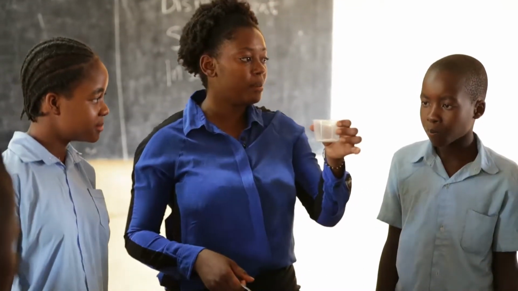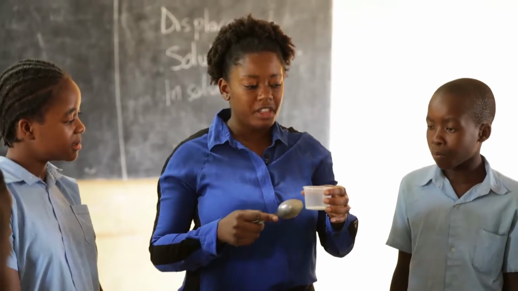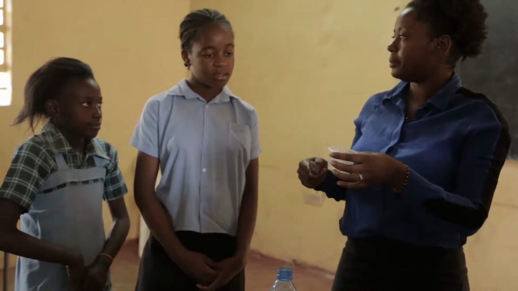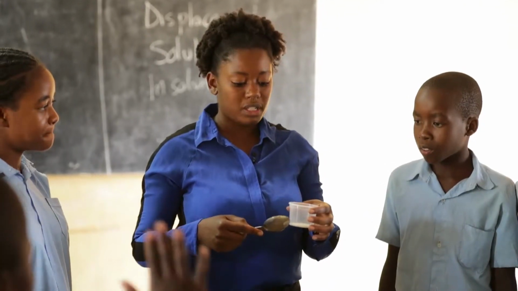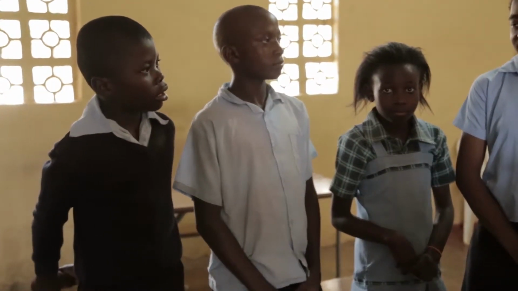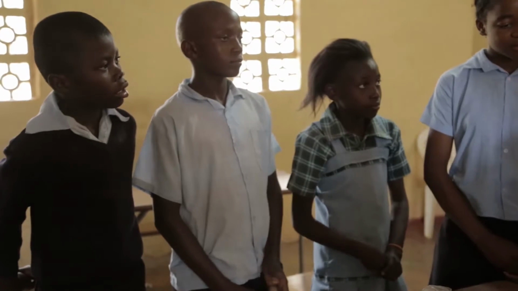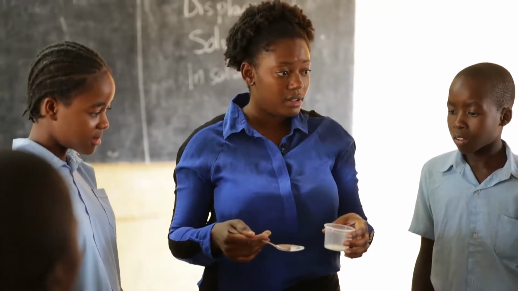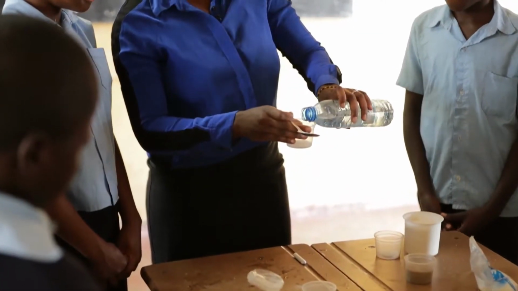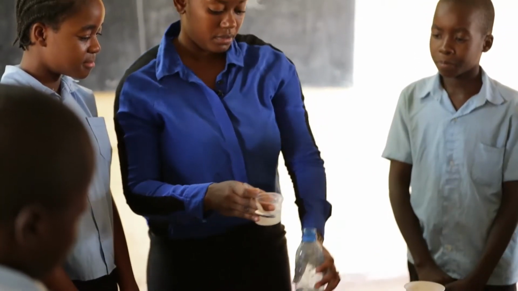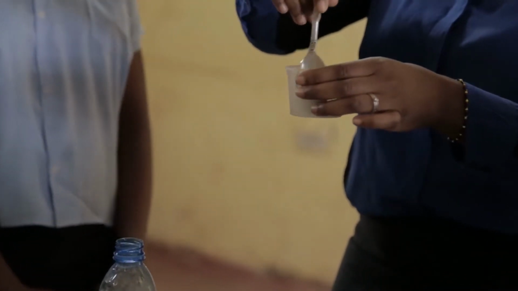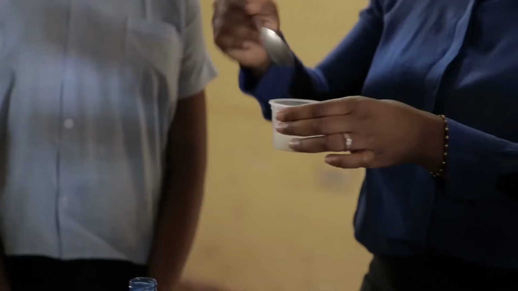Okay, so we've put some mealie meal in this cup. What do you think is going to happen to this mealie meal? Who can tell me what they think will happen when we add water to it? The meal will still be there. Can we check to see that the mealie meal will still be there? Yes. Okay, so we'll pour some water into this cup, and we're going to give it a good stir. Okay, just pass it around.